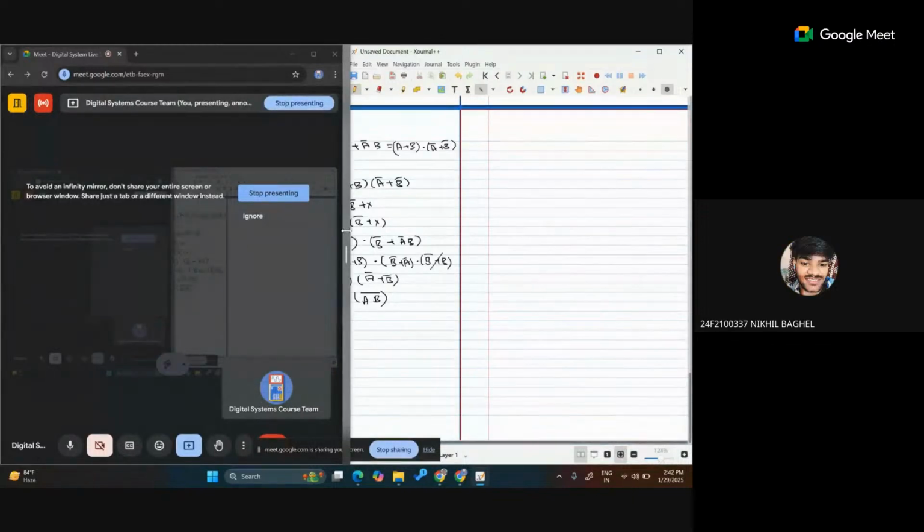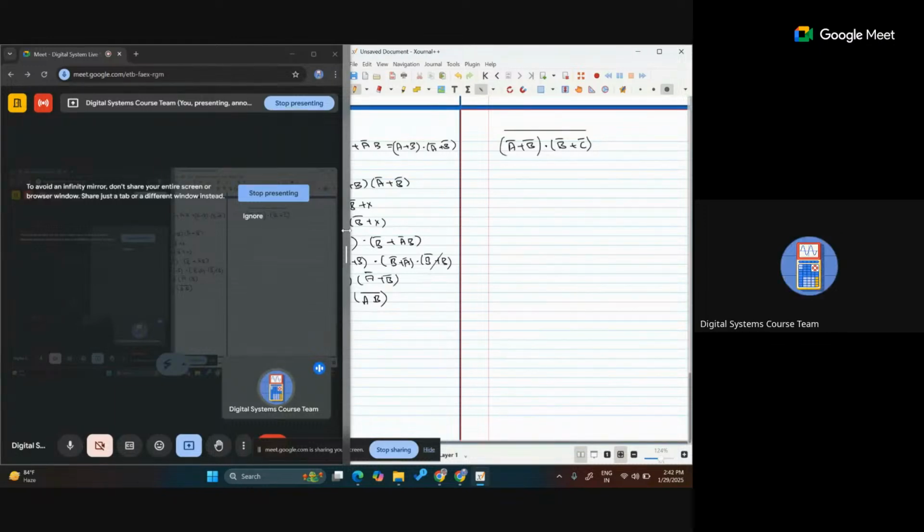A bar plus B bar, whole bracket, and with B bar plus C bar. Now take the whole complement. I am not saying the whole complement of each, just the whole bracket. So you want to simplify this one. Yes, sir. Okay.